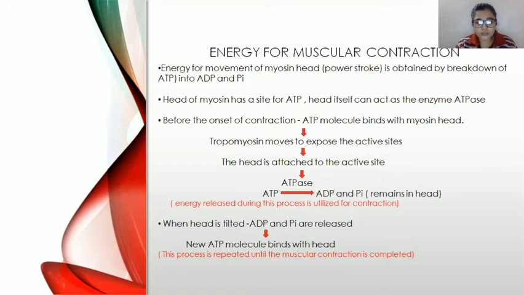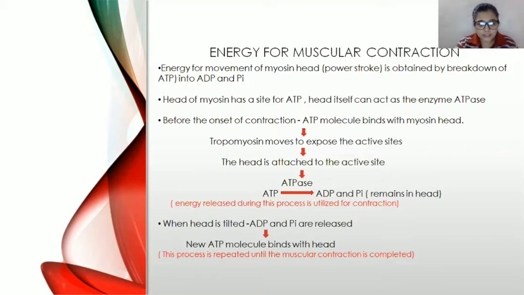Before the onset of contraction, the ATP molecule binds with the myosin head, and then tropomyosin moves to expose the active site on the actin filament, as we studied in earlier processes. So the head is now exposed to the active site. Then there is breakdown of ATP, where the head acts as the ATPase enzyme. The ATP is converted into ADP and inorganic phosphate, and these two molecules initially remain inside the head. The energy released in this process is utilized for contraction in the muscle.